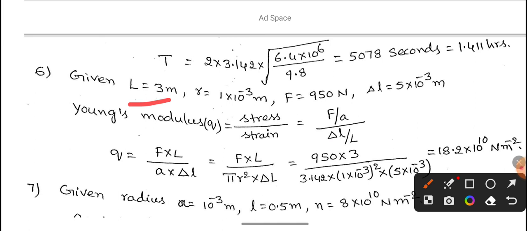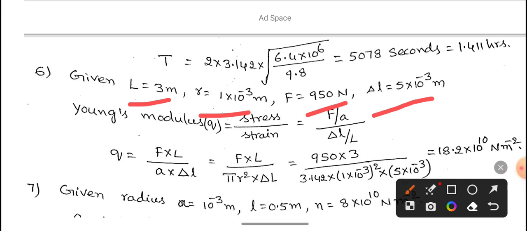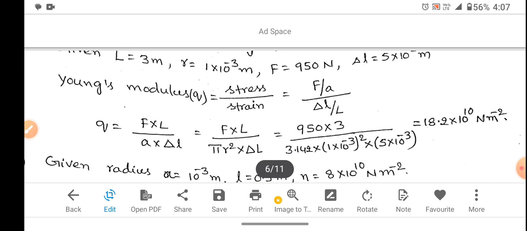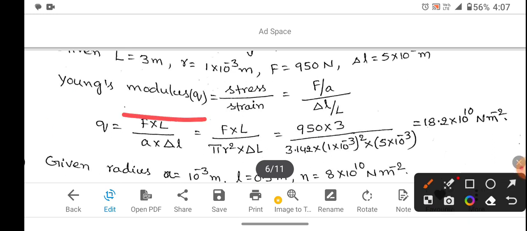The length of the wire is 3 meter, the radius is 1 mm, which means 10 to the power of minus 3 meter, the force is 950 Newton, and when the force is applied there is a change in length of 5 into 10 to the power of minus 3. So this gives the given data. We find the Young's modulus: Young's modulus is equal to stress divided by strain. What is stress? Stress is force per area, and strain is change in length to the original length.